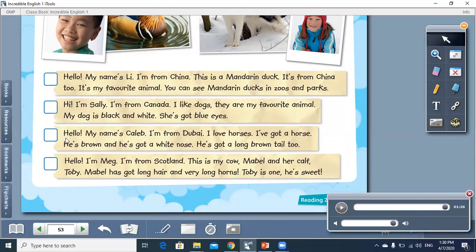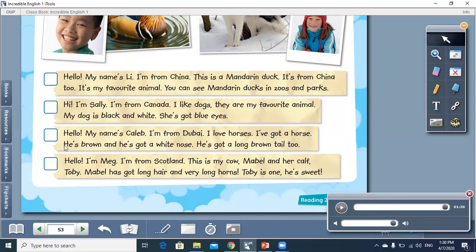Number three. Hello, my name's Caleb. The first one with the horse. Caleb. I am from Dubai. I love horses. Horses. I have, because I have I apostrophe V E. I have got a horse. I have got a horse.